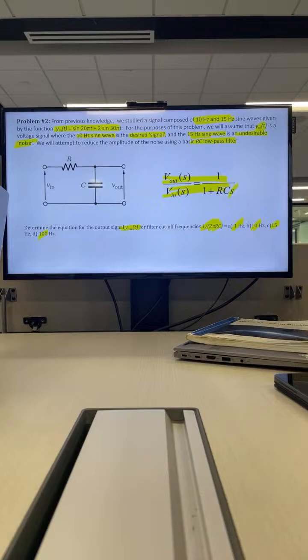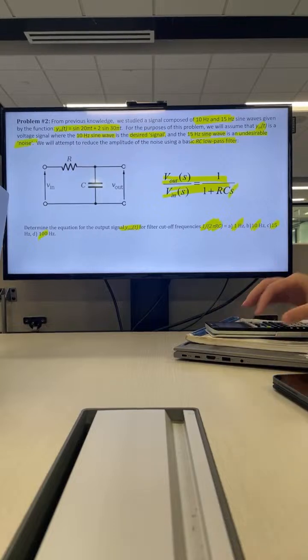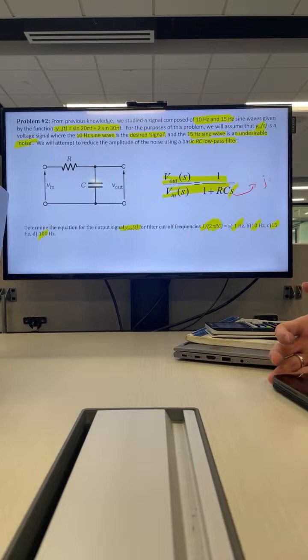Can you write out what S means? S is the j omega. That is the complex number, j omega. So this S will be the j omega. How can I proceed, guys?